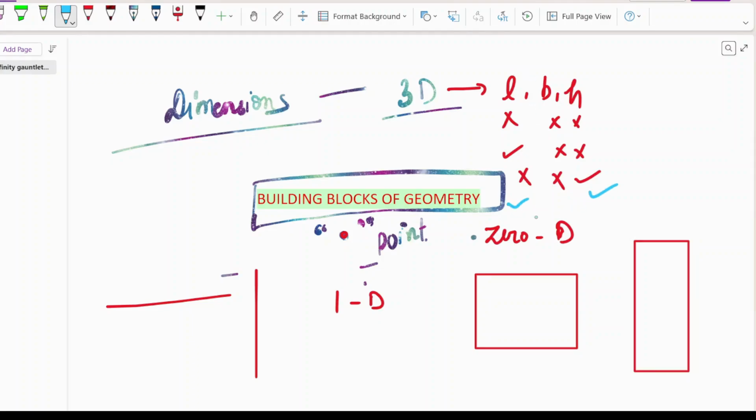So if it is like this, and if it is like this, so this is the 2-dimensional figure. Got it? The circle, the rectangle, the parallelogram, they all are 2-dimensional. This is the reason behind them. Got it? Any doubts over here?